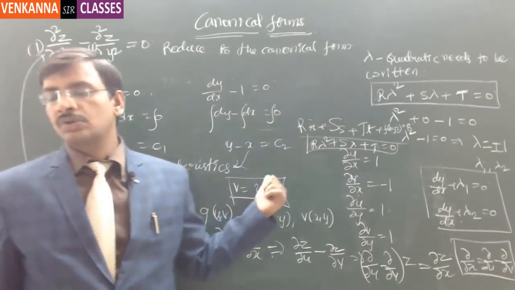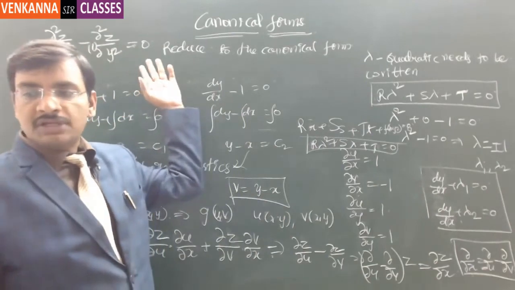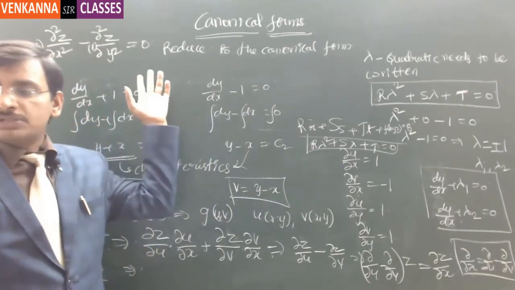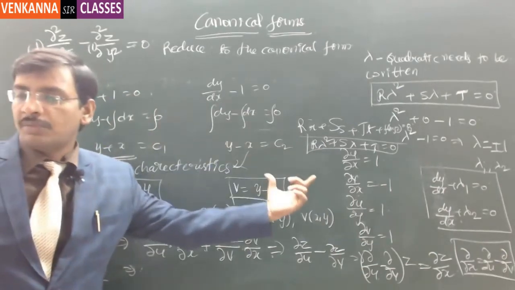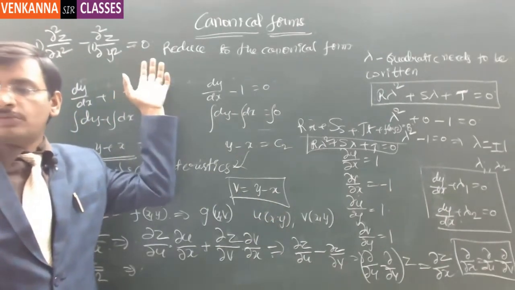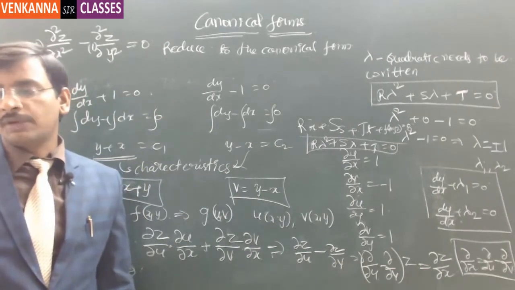By experience it was proved that if you express the original differential equation in the variables u and v, which were derived in this format, then the equation is easily solvable. And that solvable equation format we call the canonical format. Got it?